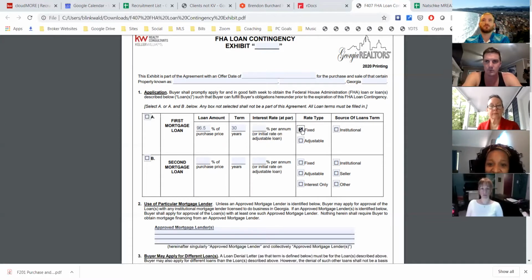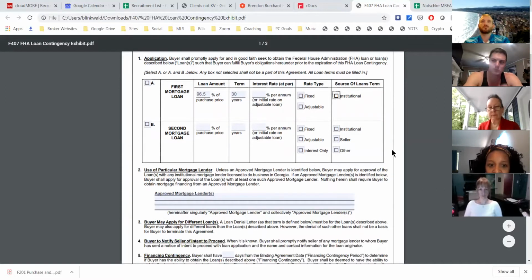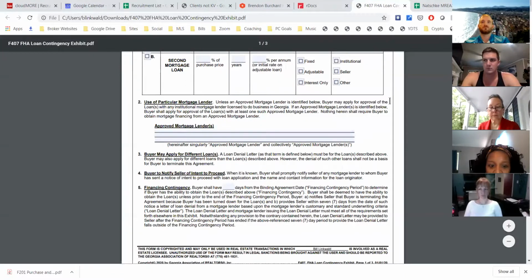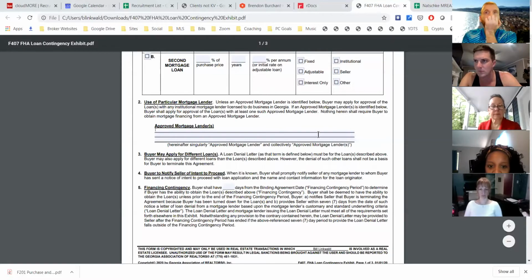Okay. Generally, it's a fixed rate, institutional lender. Check both of those. I've never seen a second mortgage on an FHA loan. Here, you can read through exactly how this is phrased, but I tend to leave this blank. This basically says that if you put a lender here, then you have to get a denial letter from this lender. If you leave it blank, you can get a denial letter from any lender. So I would generally leave this blank. That allows your buyer to shop the loan if necessary.